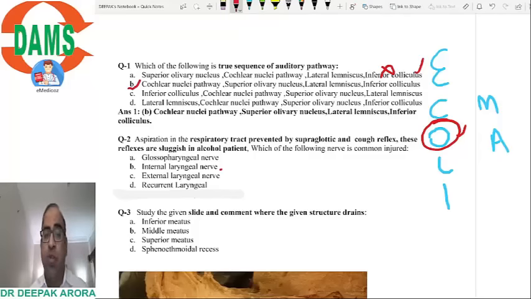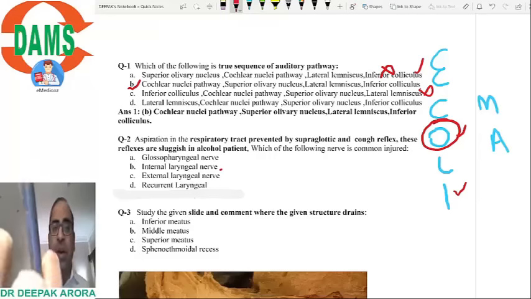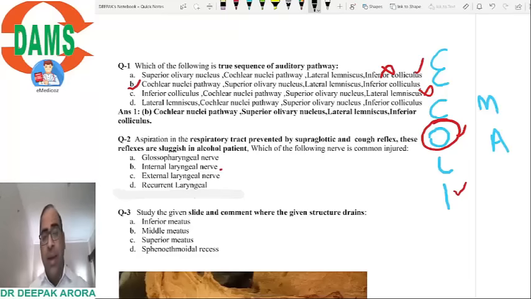Why is option C a false option? Inferior colliculus is a fifth center. It cannot be the first one. So I can rule out the option. And option D, lateral lemniscus, is not before cochlear nuclei. Cochlear nucleus is before lateral lemniscus. So let us revise again with ECOLI: eighth nerve, cochlear nucleus, olivary, followed by lateral lemniscus, inferior colliculus. And we have the last two centers, that is your medial geniculate body and auditory cortex.